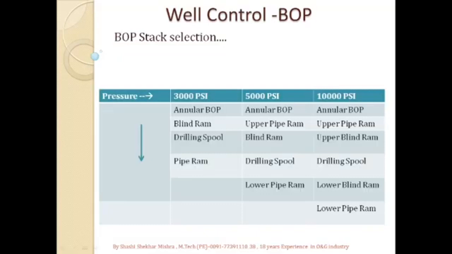Now comes the selection of BOP. The BOP rating and stack is selected based on the maximum anticipated surface pressure of the well. The stack is arranged of different types of BOP over each other as shown in the table. The annular BOP is a must, and based on pressure, the number of pipe BOPs are added. So here in the table we can see as the pressure is increasing, the number of BOPs are also increasing.